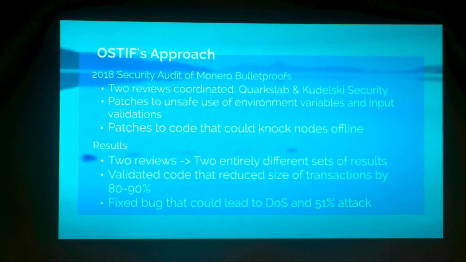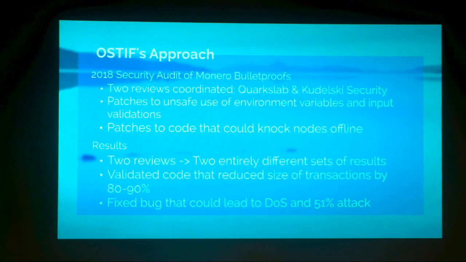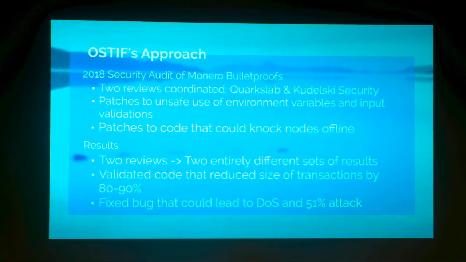And so OSTIF's approach to this problem, something we actually released somewhat recently, was the 2018 security audit of Monero Bulletproofs, the Monero cryptocurrency. Two reviews were coordinated, one by Quarks Lab, with whom we've established a good relationship and have done good work, and another review by Kudelski Security. There were patches to unsafe use of environment variables and input validations, and a big finding, a critical bug, where patches to code could knock nodes offline, effectively impacting the live chain.